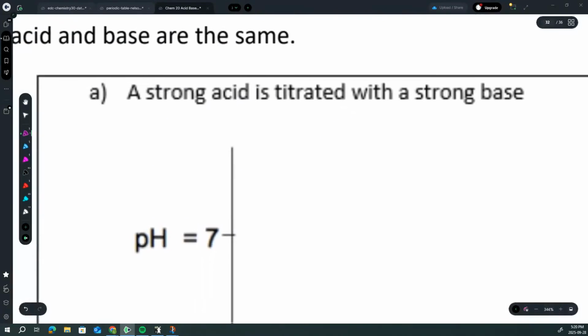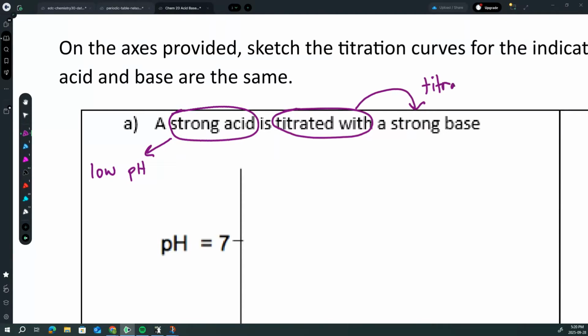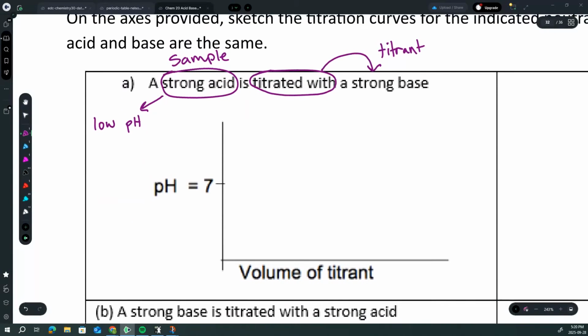All right, so let's take a look at this. Example A, we have a strong acid. So that means we have a low pH. And it's titrated with, keyword, because that tells you that whatever comes after it is going to be your titrant. Okay, so our strong acid is titrated with a strong base. So our strong base is our titrant, and our strong acid is going to be our sample. So reminder that for a pH curve, you start out with your sample pH, and then you get closer and closer to your titrant pH. Okay, so strong base has a high pH. So essentially what we're doing is going from a low pH to a high pH.